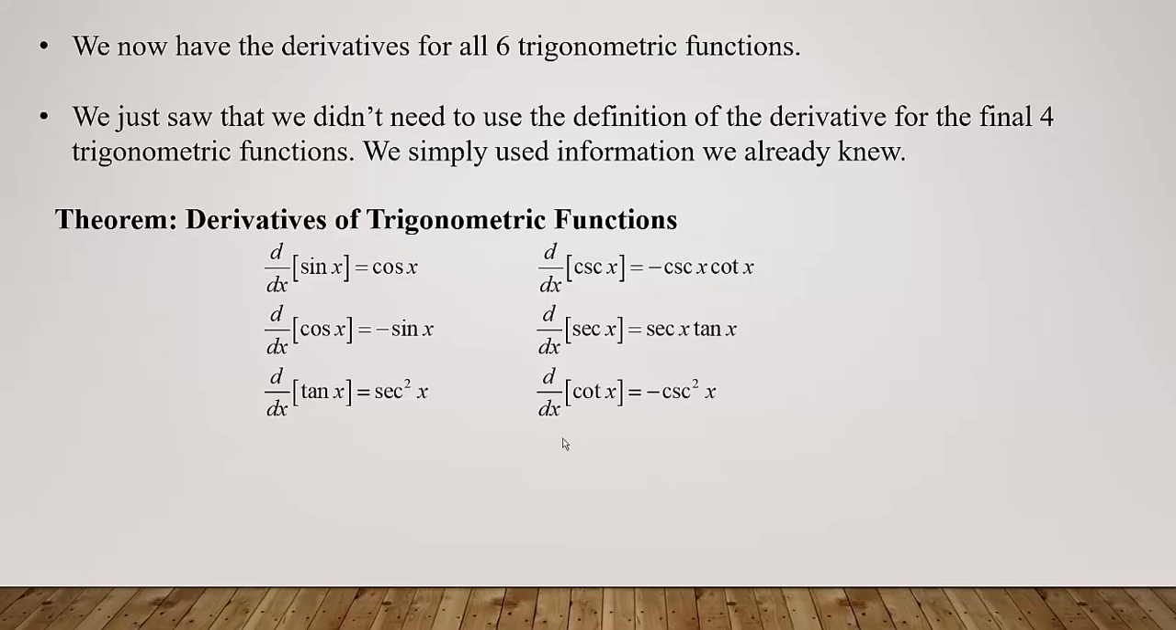Tangent has a cofunction of cotangent, so the derivatives are cofunctions. But remember the negative sign. I committed to memory that the derivative of secant x is secant x tangent x. That gave me for free that the derivative of the cofunction, the derivative of cosecant, is just cofunctions.